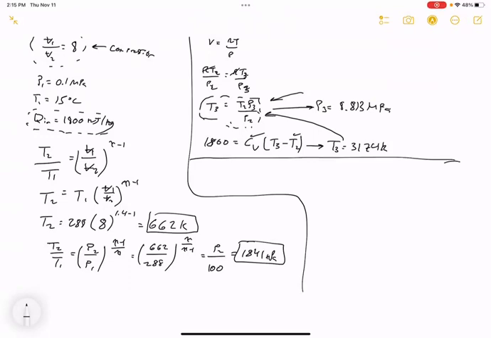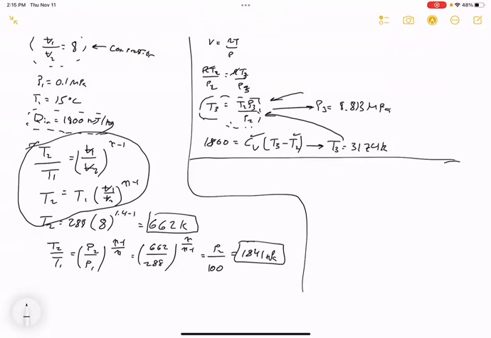Now remember, going from state 3 to 4 is an expansion process, which we saw is an isentropic process. So going from 3 to 4, we can use those relations we were using over here. We can use these again. Now we know state 3. So let's start moving into state 4 and seeing what happens.